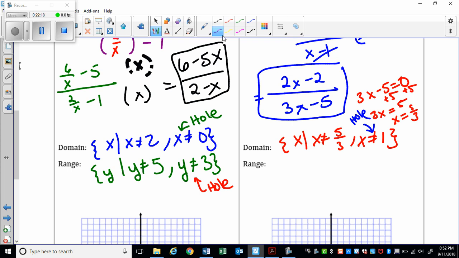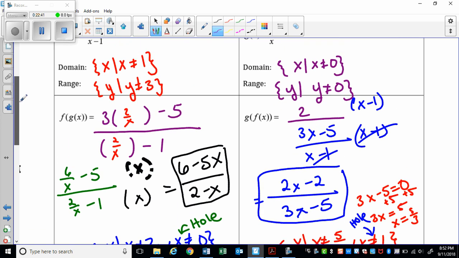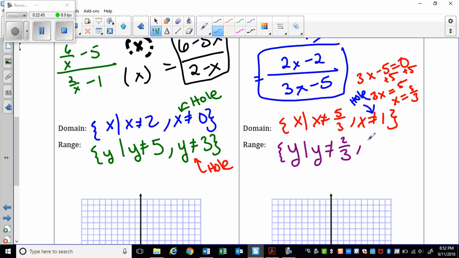Now let's look at the range. My last one, let's do a range. My y such that y... it looks like the degree of the numerator is equal to the degree of the denominator, so it's the ratio of leading coefficients. So there's going to be an asymptote at 2 over 3. And then also I have to look at the domain restriction here. The y cannot equal 0. So there'll be a hole here. Y cannot equal 0.